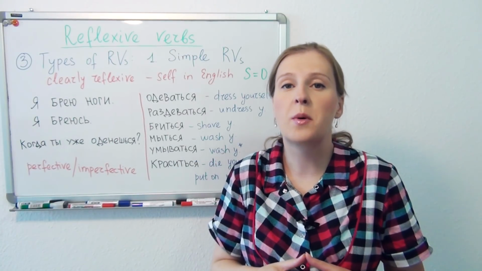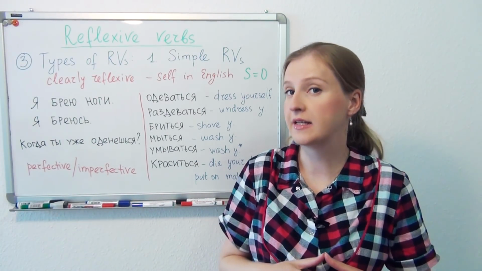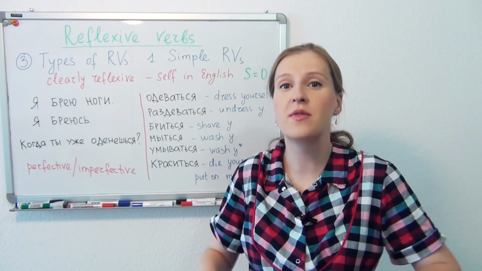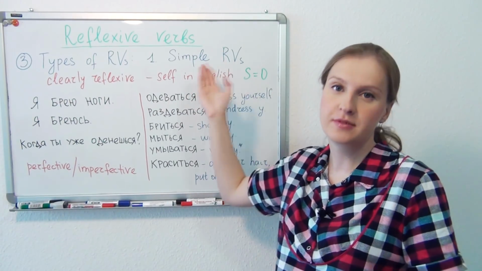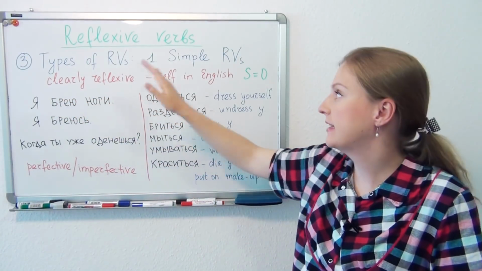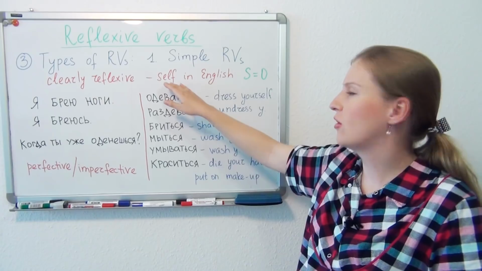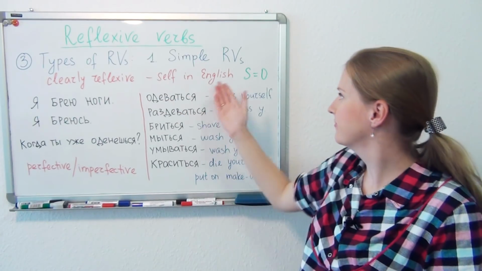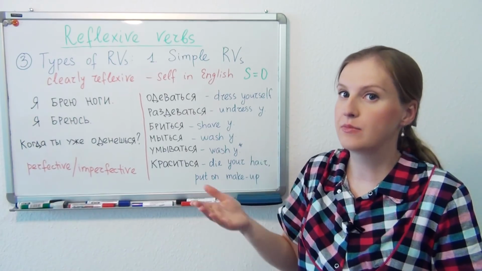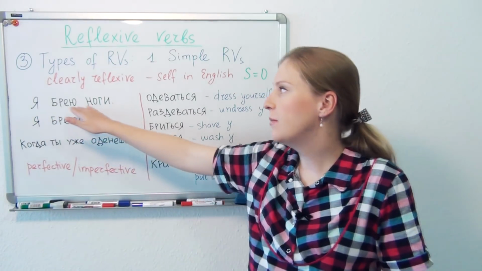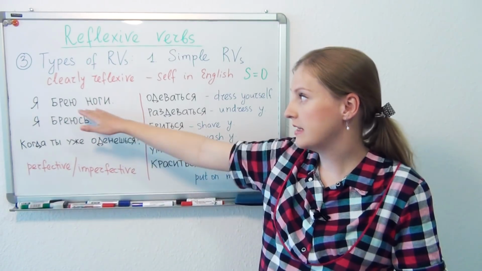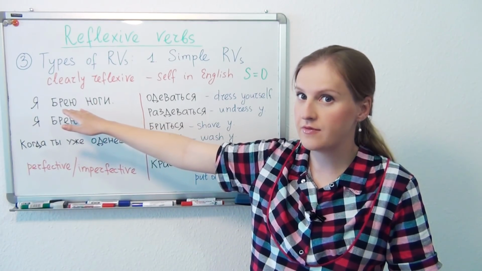Now we're going to talk about different kinds of reflexive verbs. There are several. In this video, we'll focus on the simple reflexive verbs, which are clearly reflexive. And in English, we use the concept of self. So the subject and the object are the same person. Я брею ноги. I shave my legs. This is not a reflexive verb.